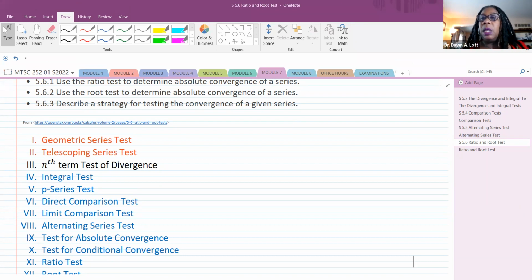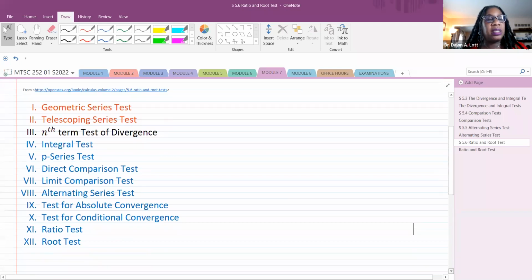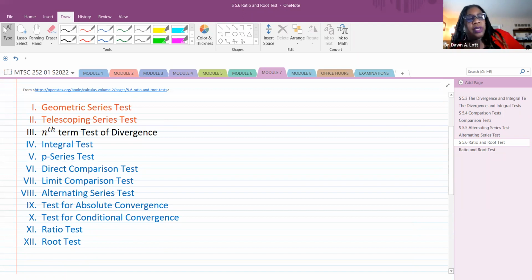So by now, I'm hoping that you guys are getting really good at this. We know we have 12 tests: geometric series tests, telescoping series tests, the nth term test of divergence, the integral test, the p-series test, the direct comparison test, the limit comparison test, the alternating series test, the test for absolute convergence, the test for conditional convergence, and now the ratio test and the root test.